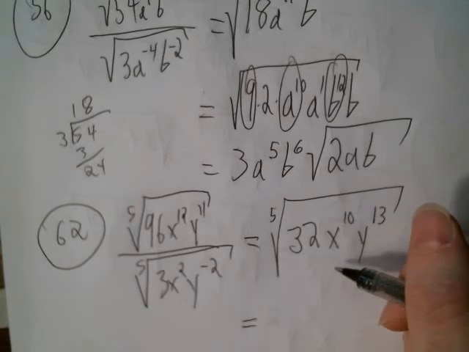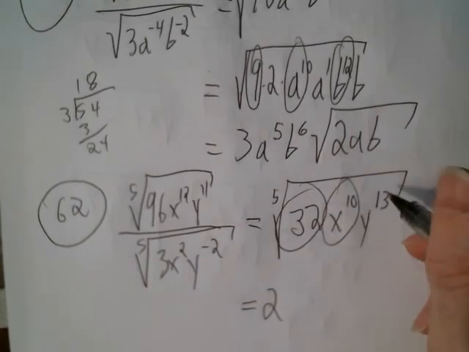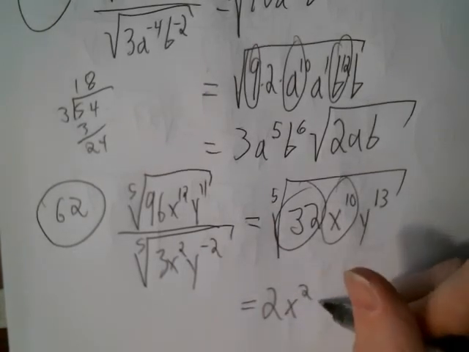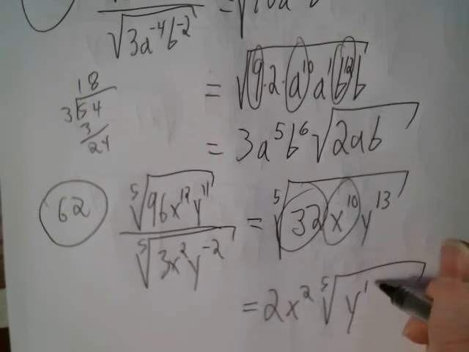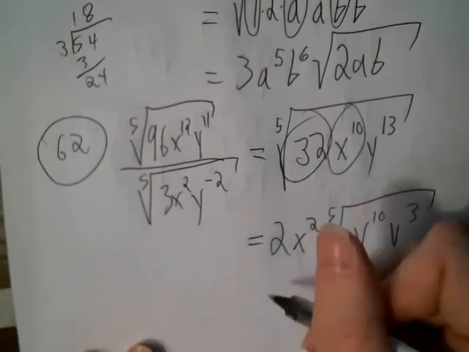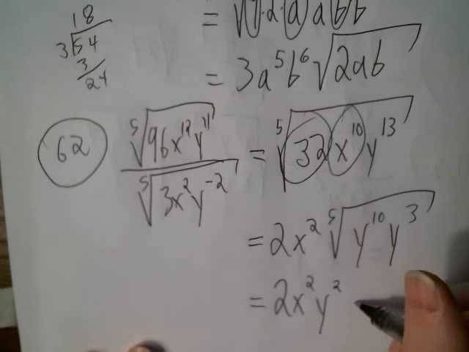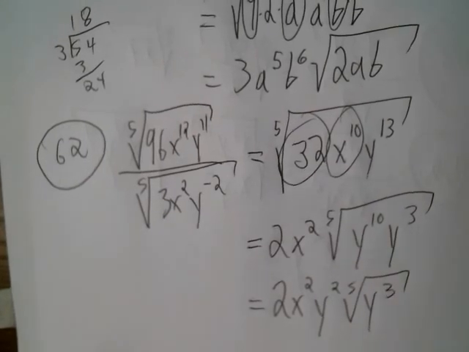And then 32 is a perfect fifth, that's just 2. And then I can pull out the x to the 10 is x to the 2. And then, of course, I'm left with the 5th root of y to the 13th. y to the 13th is y to the 10 times y cubed. So I can pull out then the y to the 10th. So 2x squared y to the 2. And then the 5th root of y cubed. Okay, that'd be it.